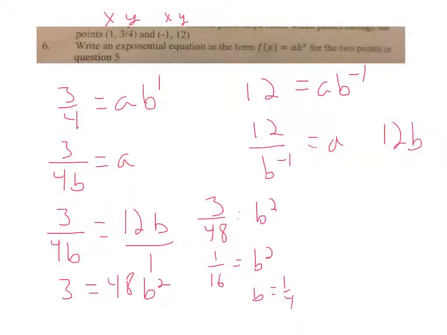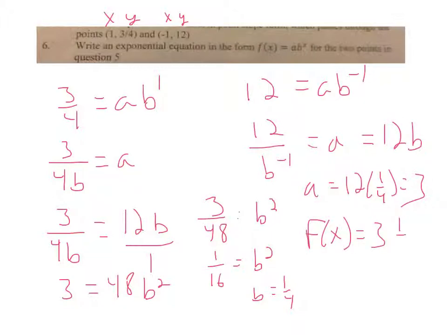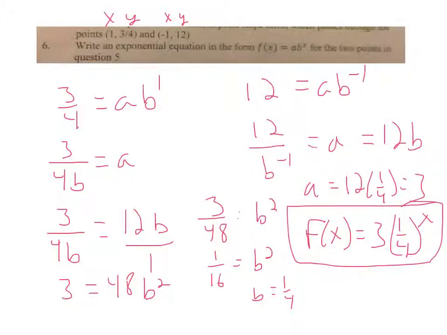And then if I go back up to this equation here, since I know a equals 12 times b, 12 times 1/4 equals 3. So the equation is f of x equals 3 times 1/4 to the x power. And that's an exponential equation that goes through those points.